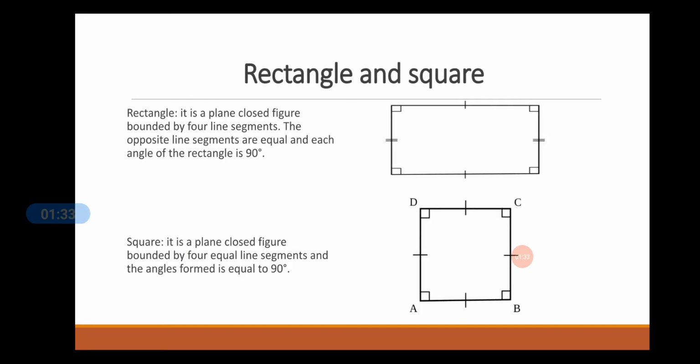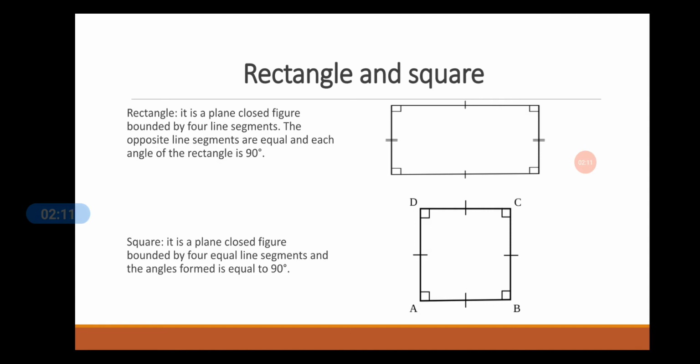Now, let us study about a rectangle and a square and their properties. What is a rectangle? A rectangle is a plain closed figure. So here you can see that there are 4 sides in a rectangle and it is a closed figure. There is no side which is open. So, a rectangle is a plain closed figure which is bounded by 4 line segments. Now, the opposite line segments are equal and each angle of the rectangle is 90 degrees.